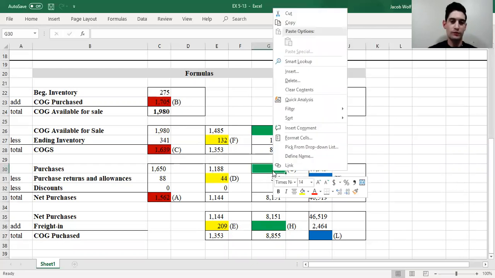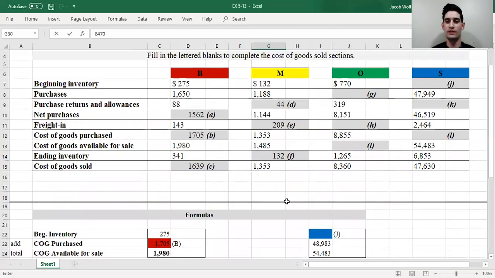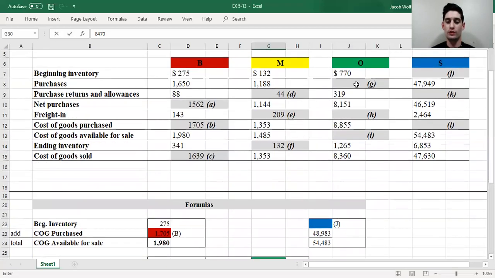8,470. And so if we take that 8,470 and subtract 319, we get 8,151. So 8,470 is our value for the purchases.